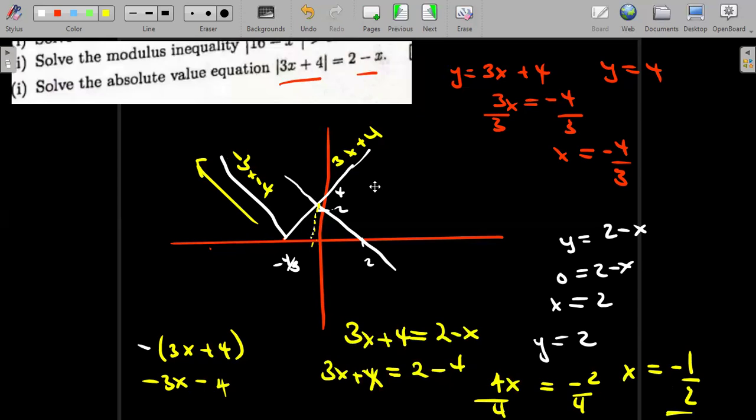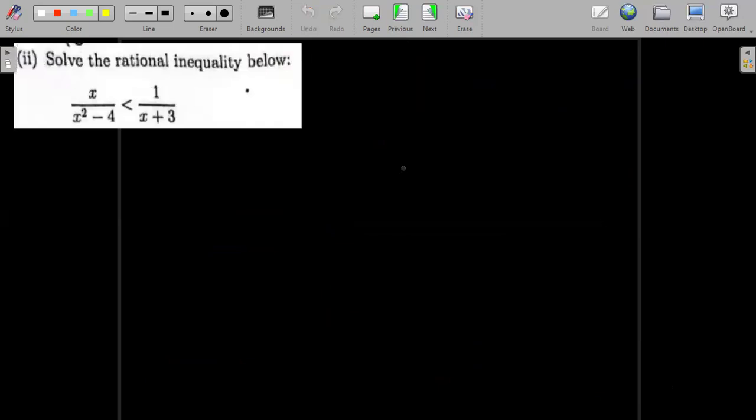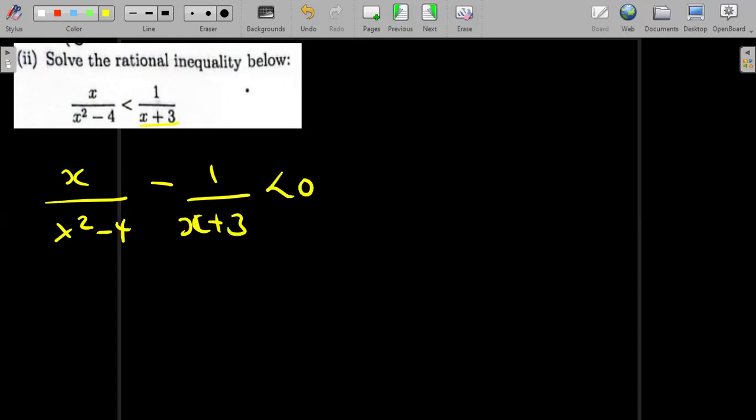Next, we have this equation. So they're saying solve this rational inequality. So it's another inequality. So how do we do this? We bring this part here to the left side. So that's going to be like this. That will give you minus 1 over x plus 3, and we're saying this should be less than 0.